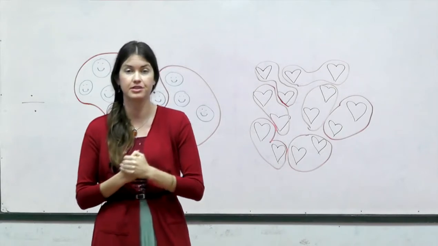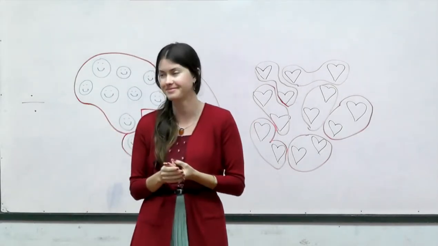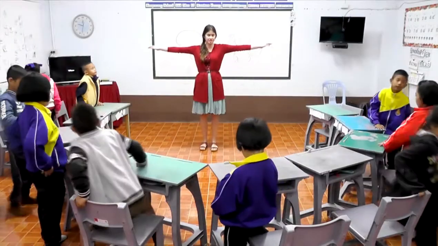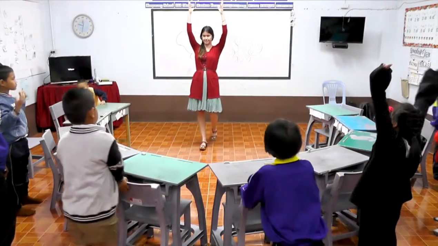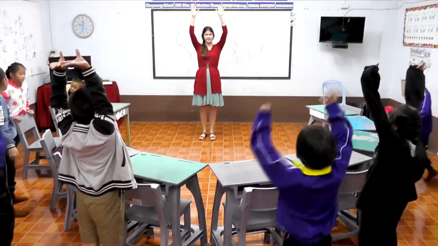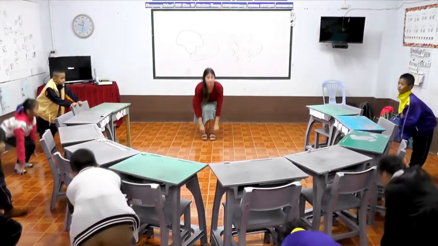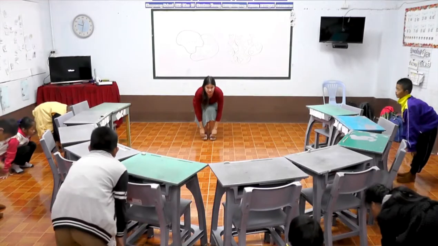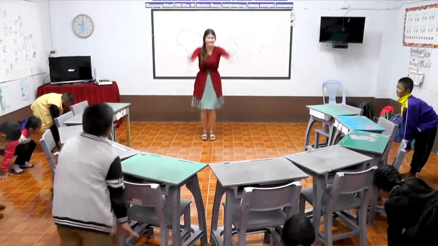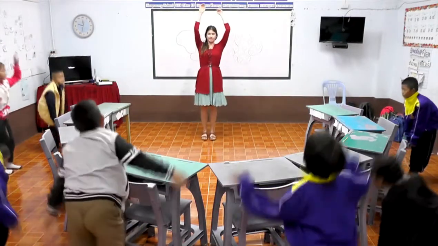Okay, we have another worksheet to do to think about our new division sign. But first we're going to do a little stretch break so we can move around a little bit. Everybody stand up. And stretch your arms out to a T. Stretch your arms up high. Stretch out all your fingers. Good job. Stretch down low. Stretch up high. Stretch down low. Stretch up high.